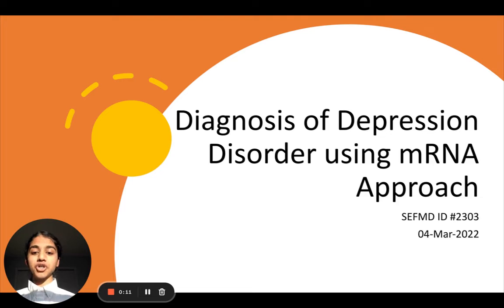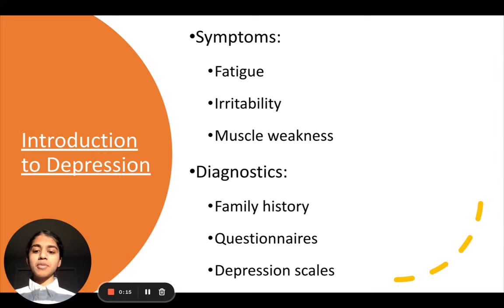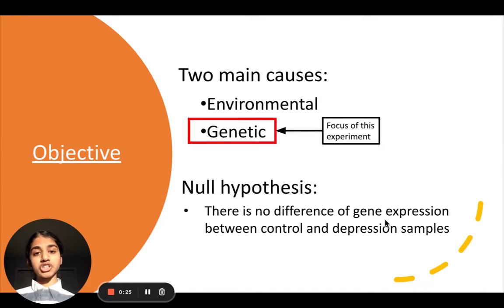My project is diagnosis of depression disorder using mRNA approach. Major depressive disorder is a chronic mental disorder caused by stress, events, illness, etc. Here's a few symptoms and diagnostics. This experiment will explore genes and biomarkers correlated with depression to reject or fail to reject the null hypothesis.